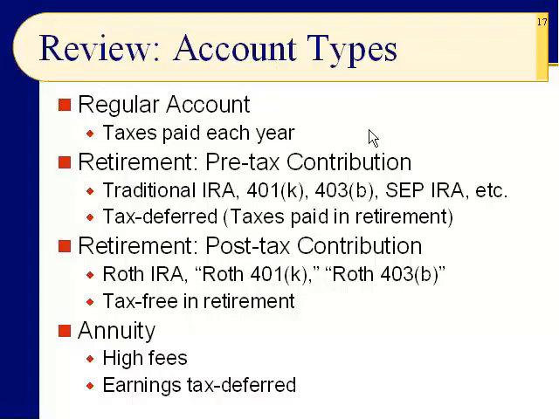Slide number 17. So to review, what types of accounts are there? There are the regular taxable accounts where there's no limit on how much you can put in. There's no limit on your type of investments. You pay taxes every year. And then there are the retirement tax-qualified accounts, either pre-tax or post-tax. Tax break now, tax break later. And then the annuities that have high fees, and you get to defer any earnings until retirement.